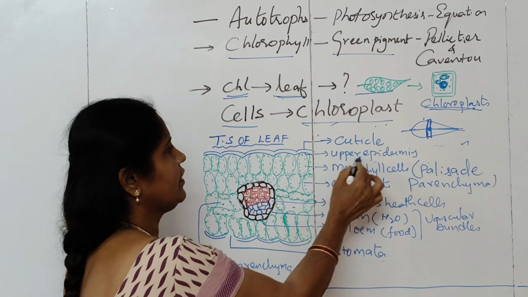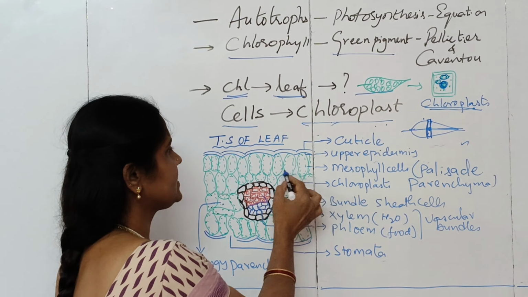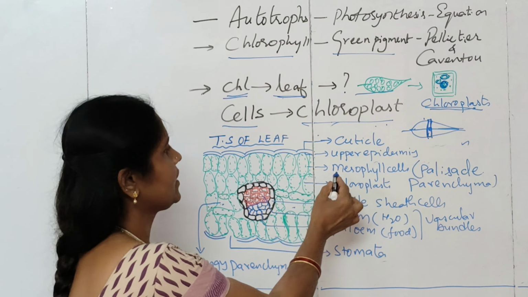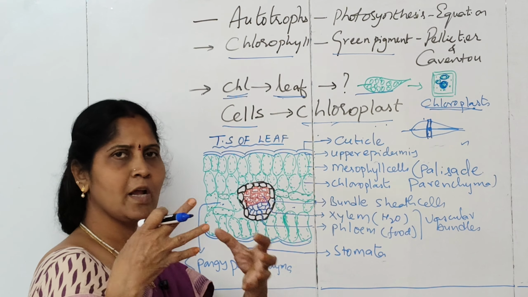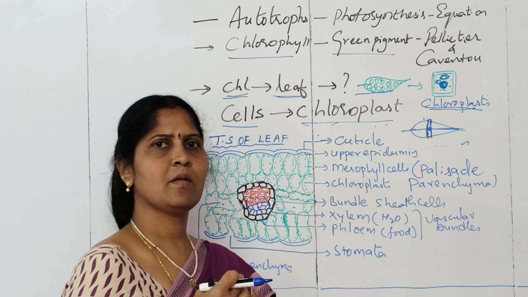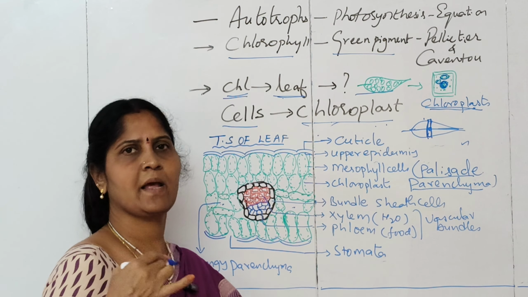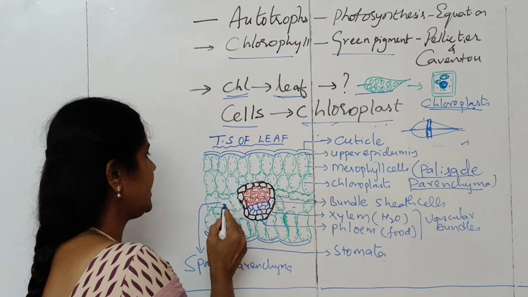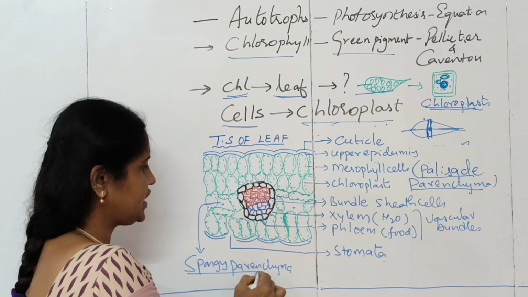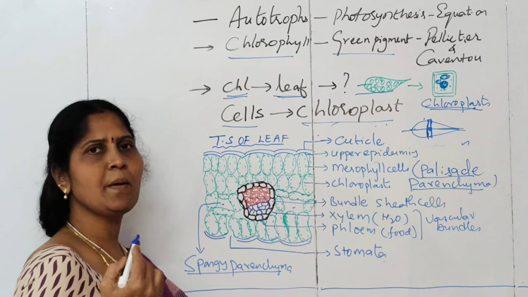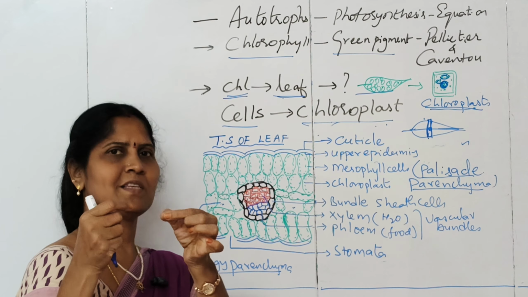Followed by this, you have the layer of upper epidermis, the top layer. Then we have the plant cells in the form of elongated structures, which are called the mesophyll cells. The plant cells in the top region are usually very closely packed, and therefore they are called the palisade cells or the palisade parenchyma. There are some spaces in between these mesophyll cells. This region is called the spongy parenchyma. These are the regions which feel cushion-like when you touch the leaves.